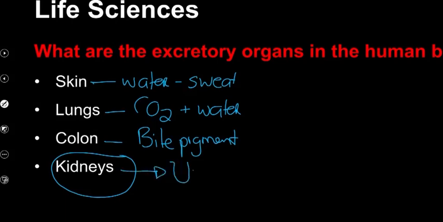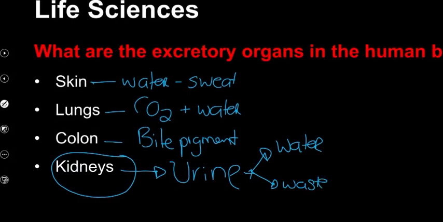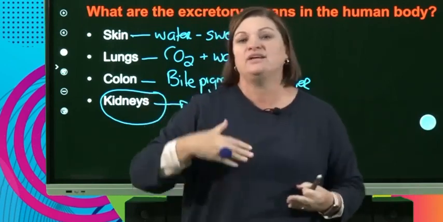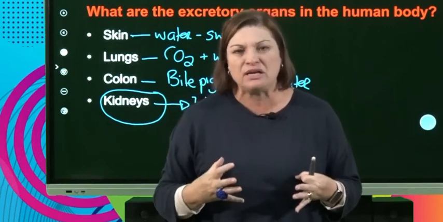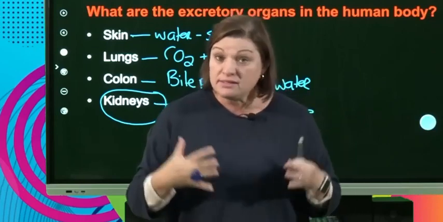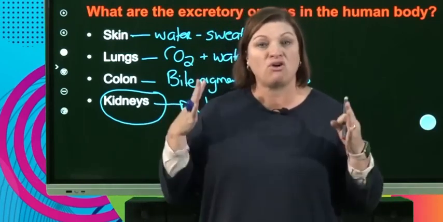The kidneys are going to end up excreting the substance called urine, and in that urine is going to be some water, because that's how we control our water balance, and there are going to be some waste products in it. So that's what we're looking at. When we look at the excretory system, when our body works normally, we have these waste products that we need to get rid of, and we have these different organs that are going to get rid of them. In this section, however, we're going to concentrate on the kidneys.